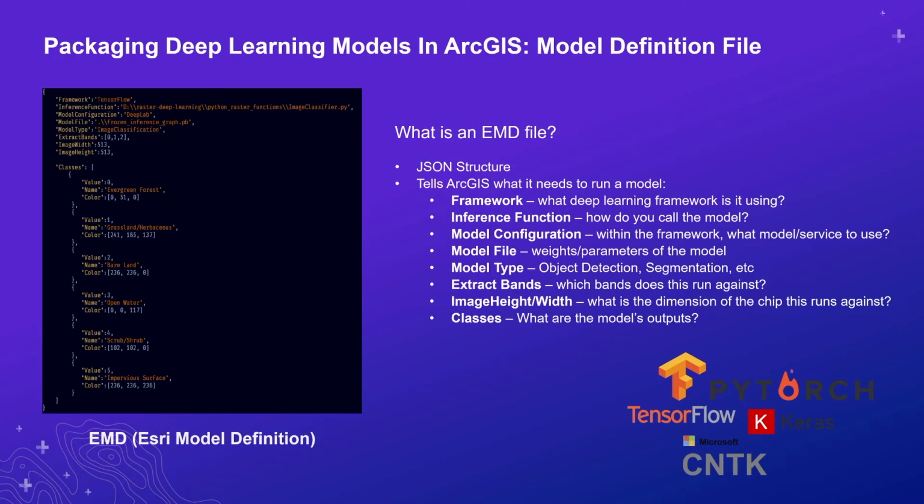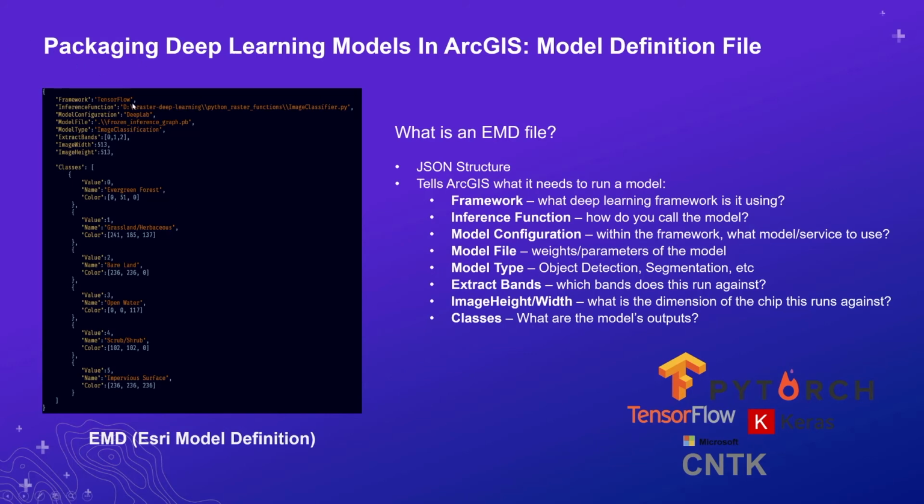Let's look at a little bit more detail on this EMD file, because I kind of just talked about what it looks like at a high level. So in this case, we're looking at an EMD file for a land cover classification model. You notice at the top it says that the framework is TensorFlow. That specifies that it will be using a TensorFlow-related raster function.